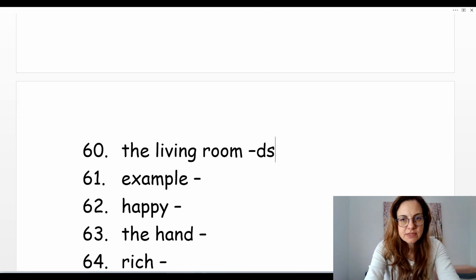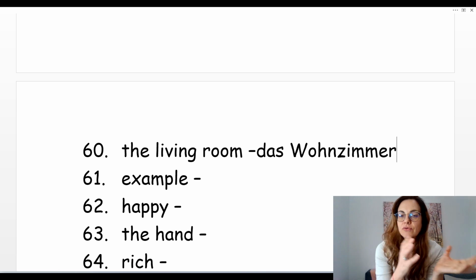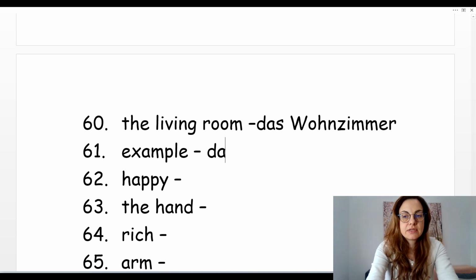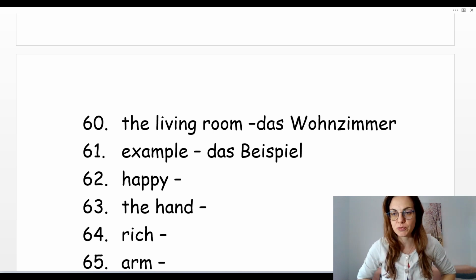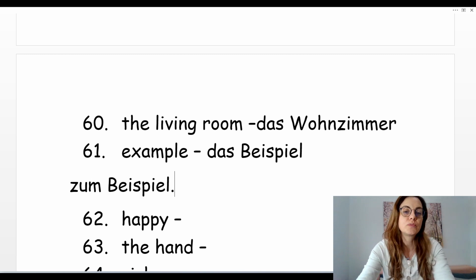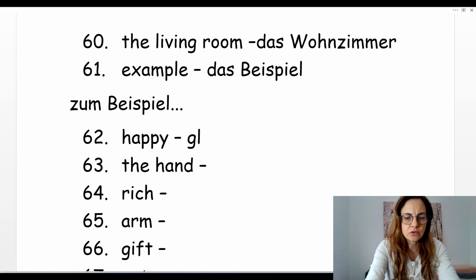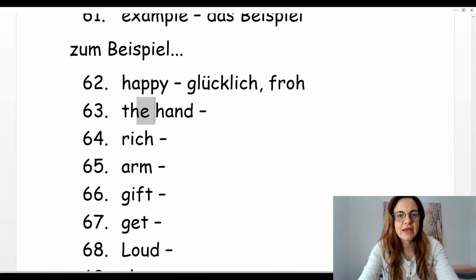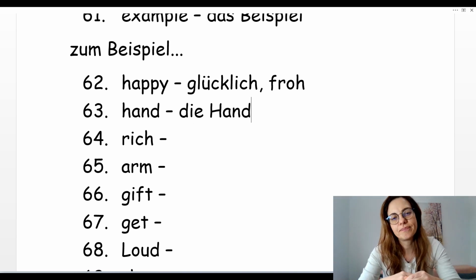The living room is das Wohnzimmer, because wohnen means to live, and room is Zimmer. Example is das Beispiel. For example, zum Beispiel. Happy, we already said, I think we said glücklich, and froh, fröhlich auch. Hand is die Hand.